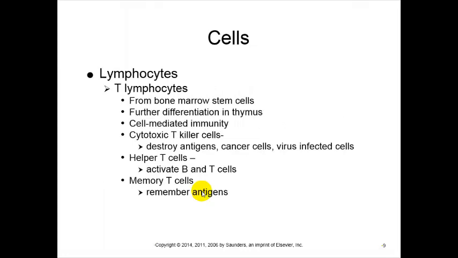The next type of cells are the lymphocytes, which are the T cells and the B cells. T lymphocytes are called T lymphocytes because they mature and differentiate in the thymus. They're produced from the red bone marrow stem cells, the same stem cells that produce the red blood cells, the white blood cells and the platelets, but they differentiate into T cells. They go on to the thymus to differentiate.